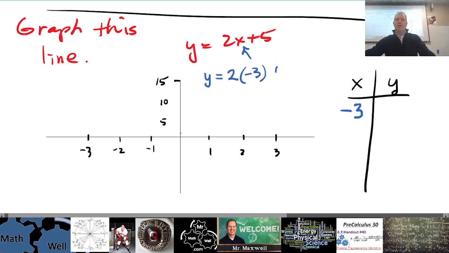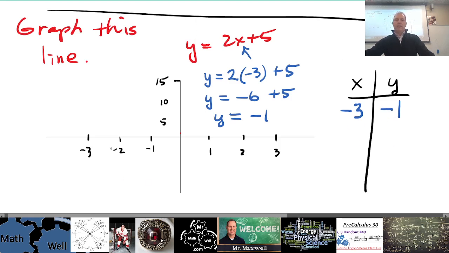This is how you figure out what the y value is. You plug your -3 in where the x is. This is a 2 times x, so this is a 2 times -3. That's -6 plus 5. Y then is -1. So I put it right here on the table of values.